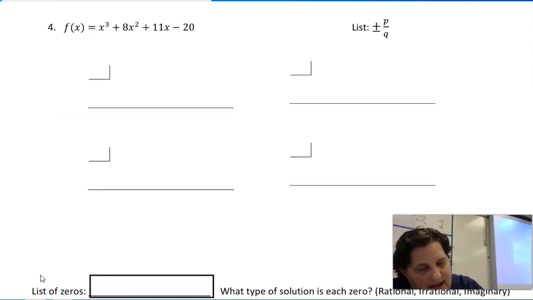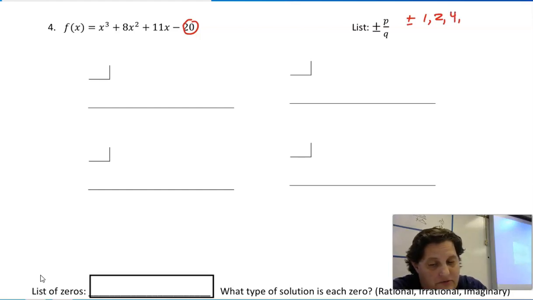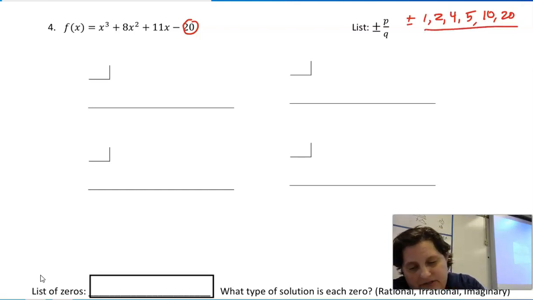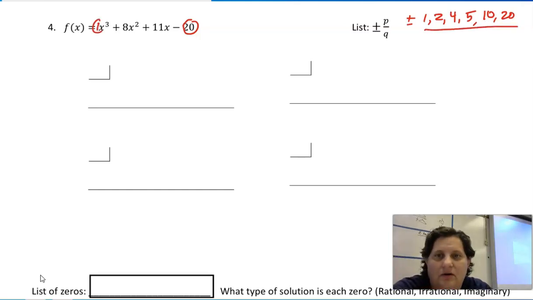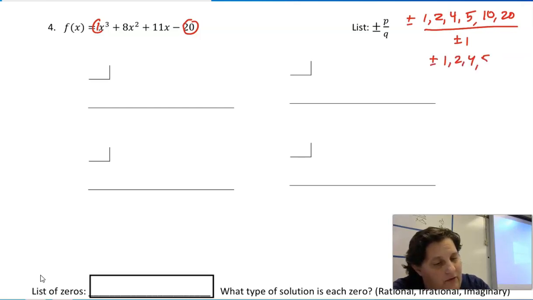Ooh, this is going to have a lot of choices. Don't worry about the negative for now. My factors of p is 20. 1 goes into 20, 2 goes into 20, 4 goes into 20, 5 goes into 20, 10 goes into 20, and 20 goes into 20. That's a lot of numbers. Luckily for my q, it's just 1. And when I divide each of these by 1, it's basically plus or minus 1, 2, 4, 5, 10, and 20. That's a lot of choices, but I'm just gonna plow through here. I'm gonna start with 1 and see if this works.